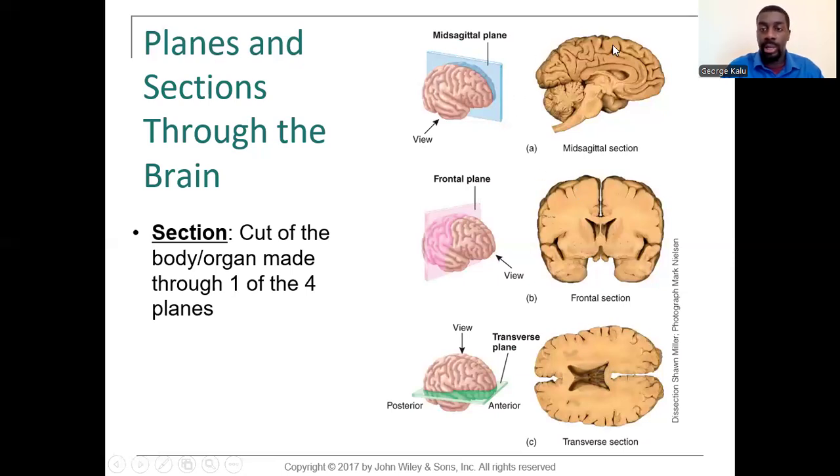When you cut an organ through a specific plane, that piece of organ you're talking about is called a section. So this would be referred to as a mid-sagittal section of the brain. Here we'd have a frontal section of the brain, and here's a transverse section of the brain. This is really important because depending on the plane that you use to cut your organ, you're going to get a different view, and you're going to see different structures within that organ.